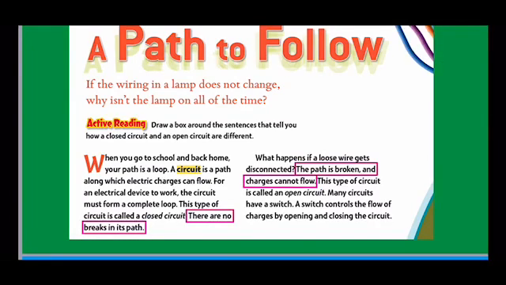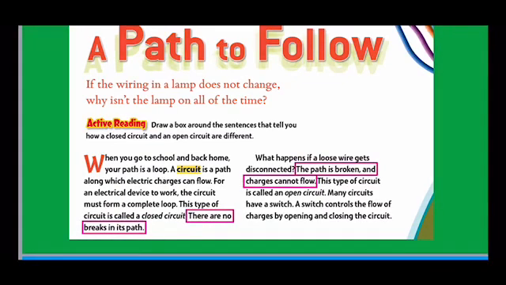Because you open the door for them, they are not connected anymore, so they cannot give you electricity anymore. Please close the door so everything can flow together and give you the light. So, there are no breaks in its path. We call it a closed circuit.